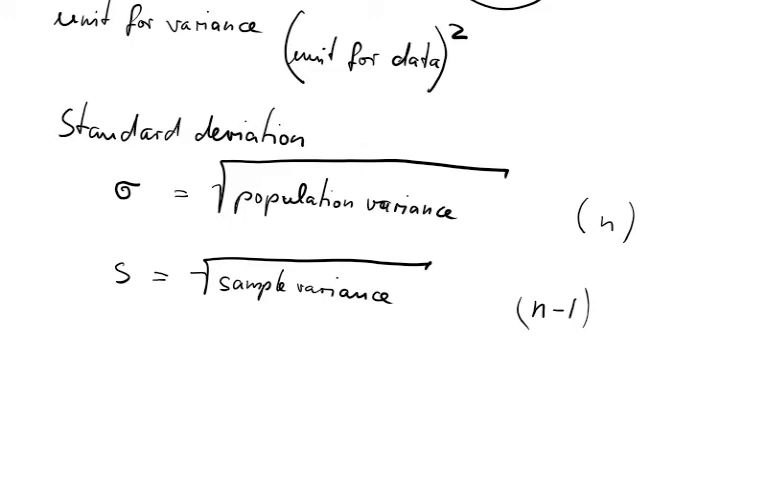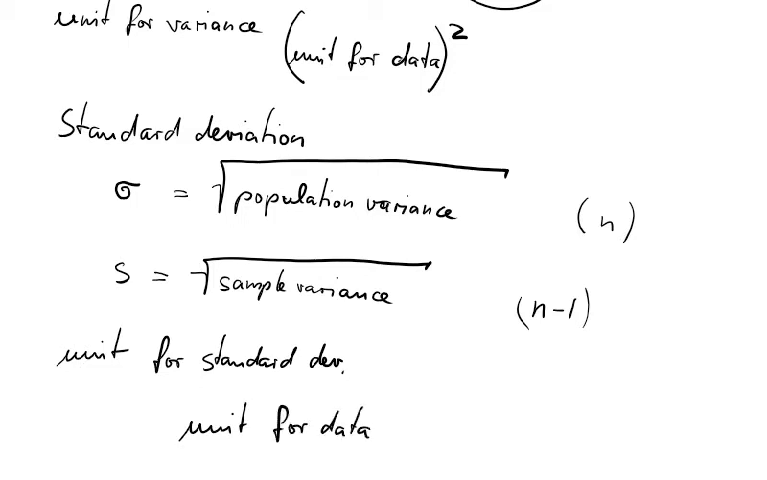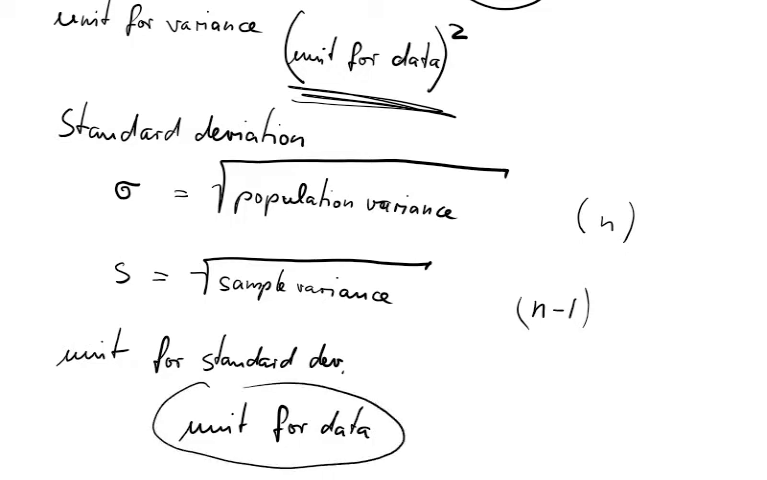So what's the unit for the standard deviation? It is the unit for the data. The reason for that is because we've got the unit for the data squared for the variance. We take the square root, so we end up with the unit for the data. And that is actually why people introduced this strange thing called standard deviation, because they wanted to have it in the same units as the units for the data. Does that make sense?